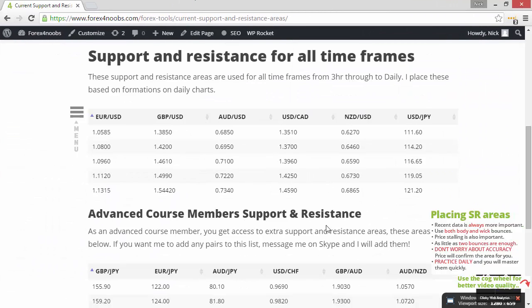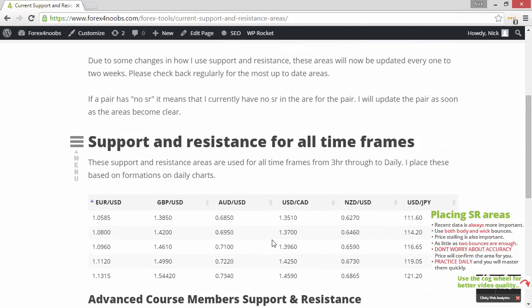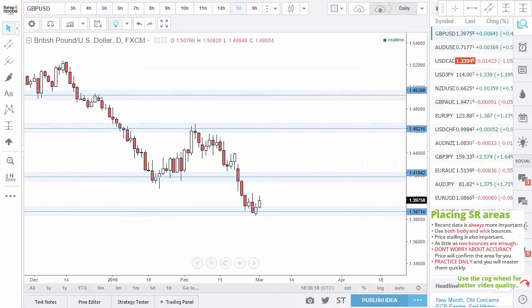But yeah, these are my support resistance areas. I post them here, so you can confirm. You can place your support resistance areas and then compare them to mine. Most of you will be able to see only the ones up here. So when you place your support resistance areas, you can compare them to mine.